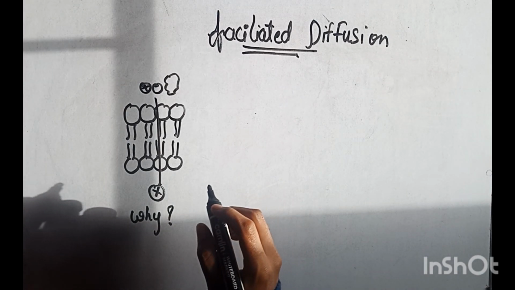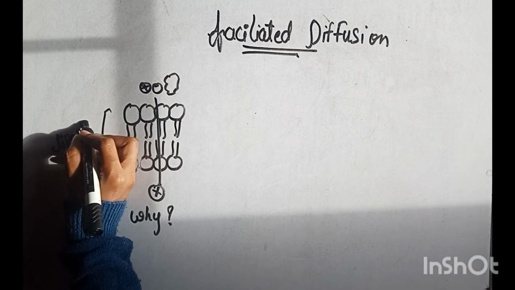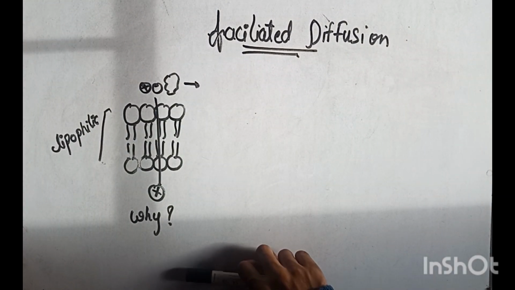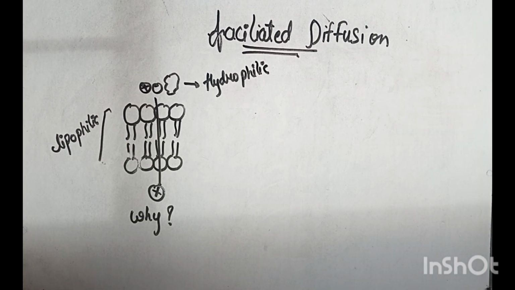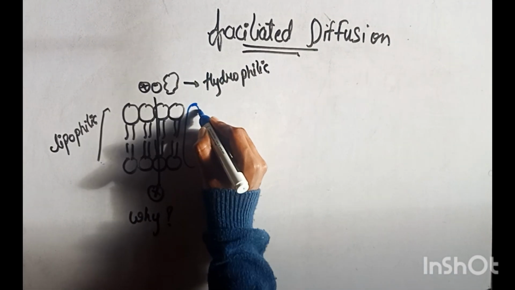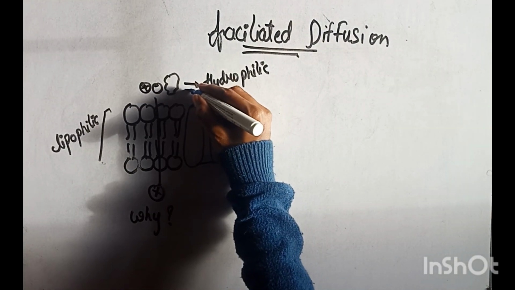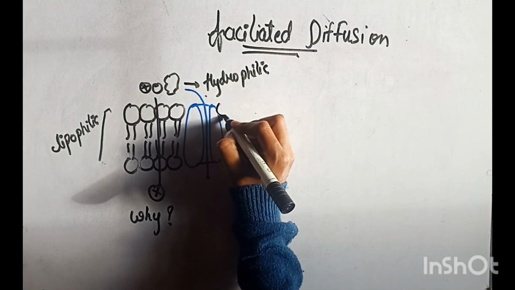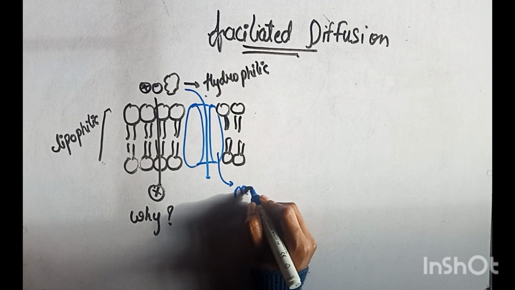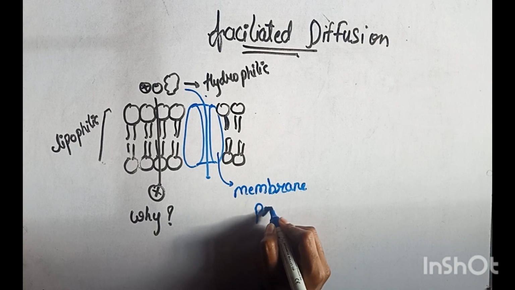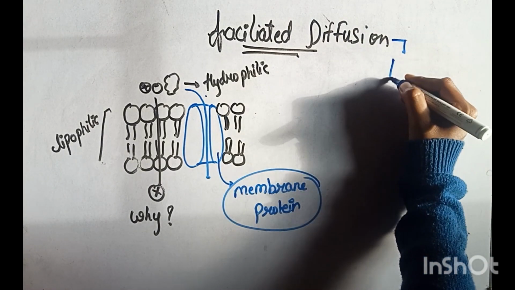Why? The reason is that the plasma membrane is lipophilic in nature, while highly charged molecules and big molecules are hydrophilic in nature. So how do these substances transport from one place to another? In the plasma membrane there are many membrane proteins present to transport substances. Through this membrane protein, polar and charged molecules move from one place to another. This process is known as facilitated diffusion.